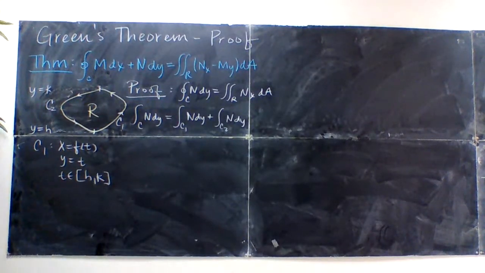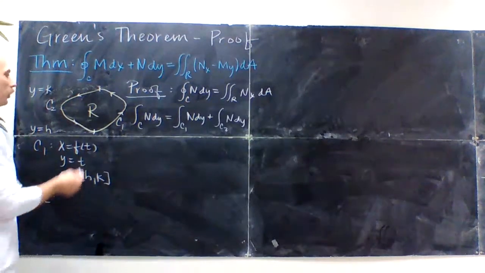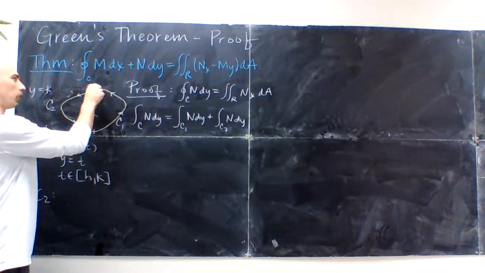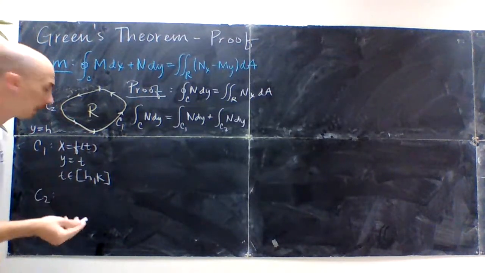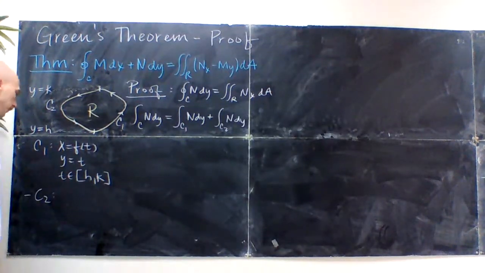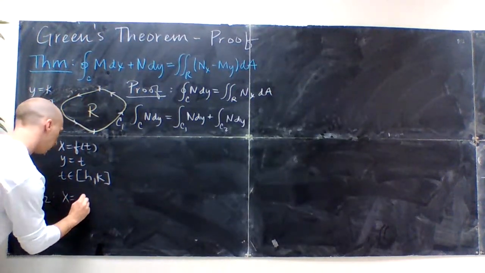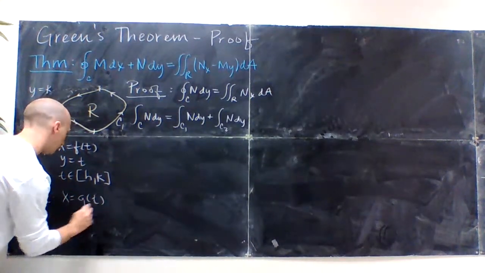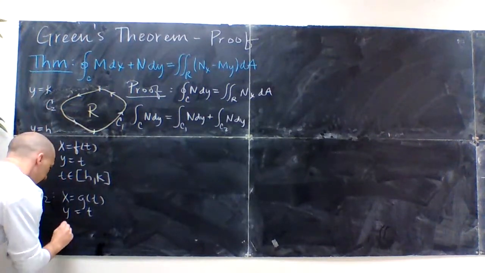And then on C2, I'm going to have the same problem I had last time, where, if I just respect the orientation of the curve, I'm going to start at t equals k and go back to t equals h, which I know is less. So I'm going to be interested in negative C2. And this is going to be where x is g of y, and y is whatever it likes to be between h and k.